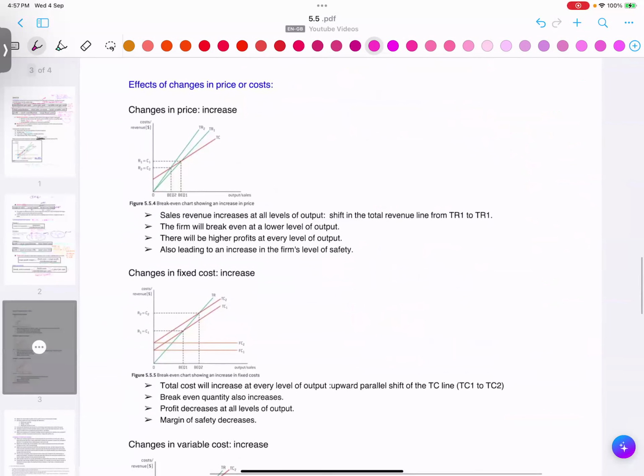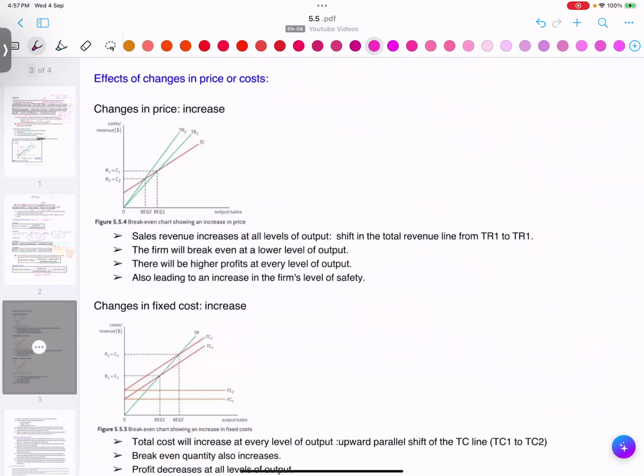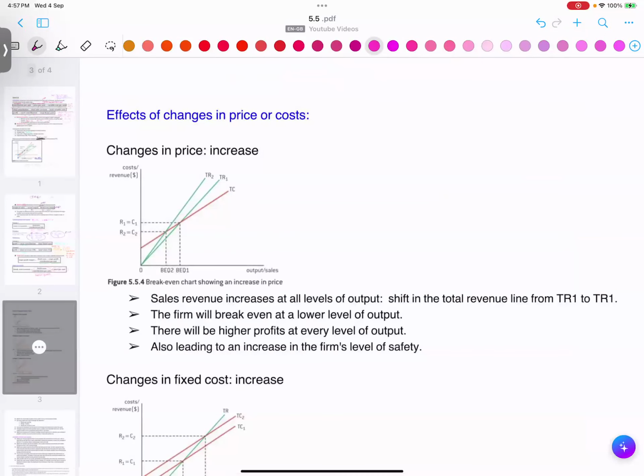Then you have the effect of changes in price or costs. Now we're going to be dissecting each of these graphs and understanding them. So now we're going to begin.